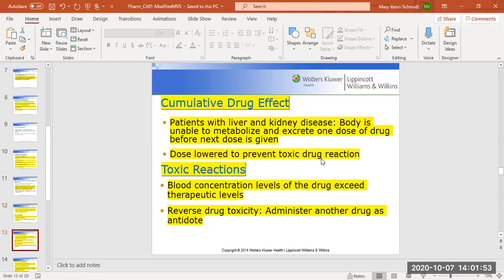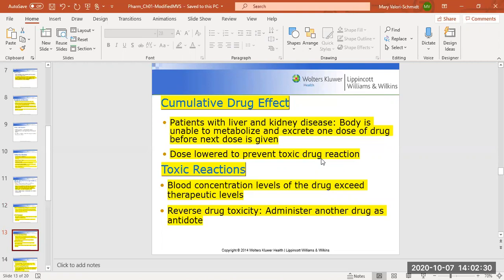Cumulative. Usually you'll see this in patients with liver and kidney disease and older folks too. The body can't metabolize and excrete the first dose of a drug before the next dose is given. And so we identify these things before we administer drugs. We look at labs. What is the BUN and creatinine? That talks to us about their kidney function. What is AST, ALT, bilirubin? That talks to us about liver function. If we see there's a problem, then dosages have to be modified, right, to accommodate that person.